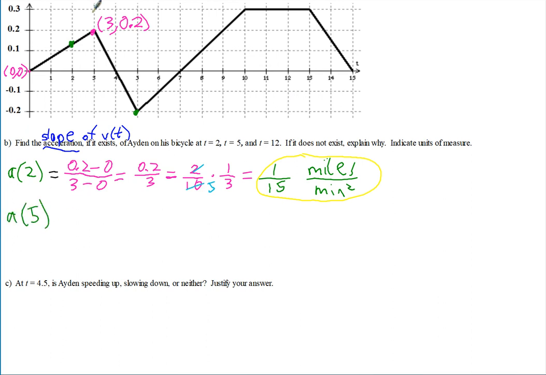you could say a of 5 does not exist, or I could use capital D and E. But it says if it does not exist, explain why, which is just another way of saying justify. Oh, there we indicated the units measure in this one. So we could say since, well, really what's happening, the left and right hand limits of velocity are equal because the graph meets up, but their slopes from the left and right are not equal. That's why we have an abrupt change of corner there.